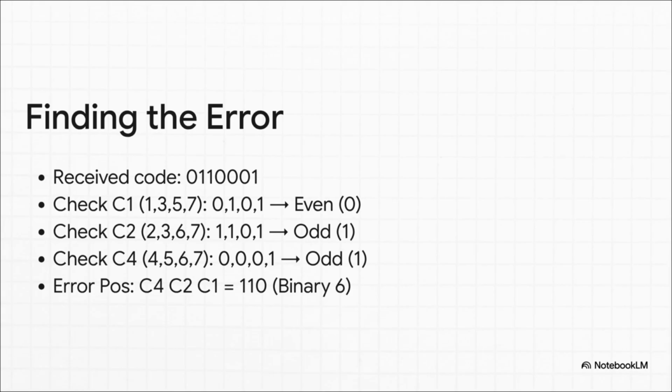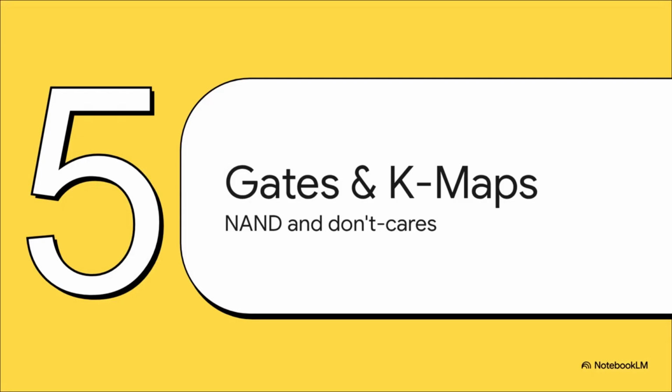And what is 1, 1, 0 in binary? It's the number 6. The math brilliantly calculates the exact binary location of the error, allowing us to confidently flip bit 6 right back to a 1. Data saved. Finally, we've reached Section 5, Universal Gates and K-maps, NAND derivation, and don't care conditions.